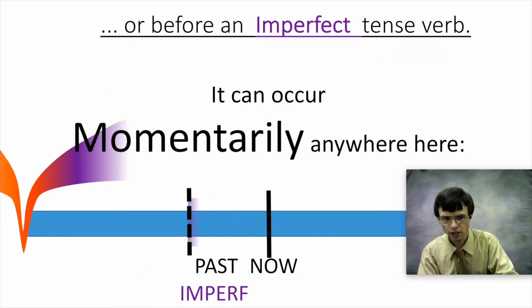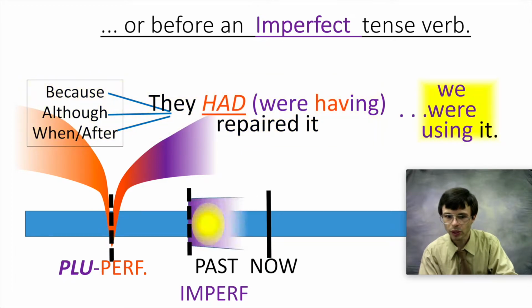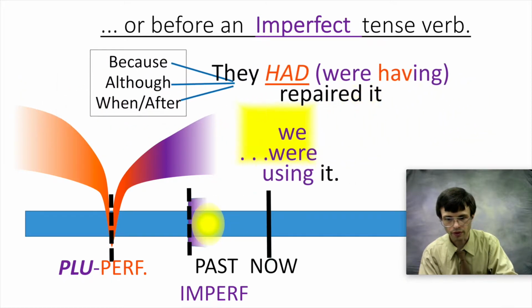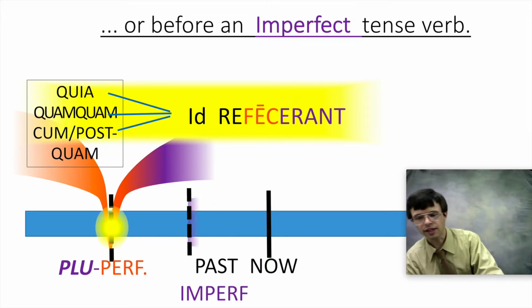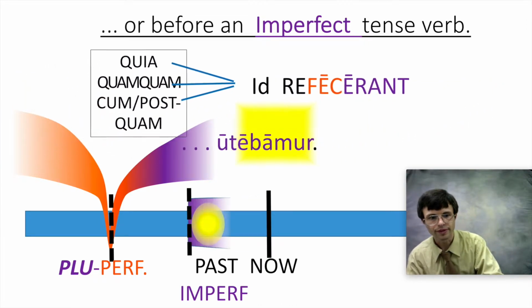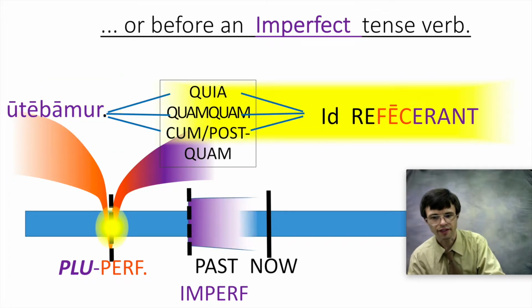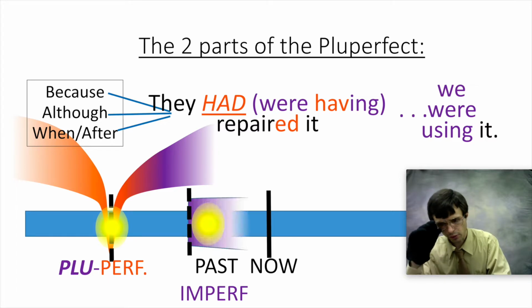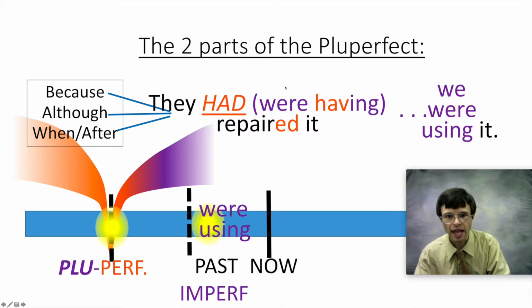All right, you can use the pluperfect also before an imperfect verb, as you will see here. Because they had repaired it, we were using it. Or we were using it because they had repaired it. And then in the Latin, quia id refecerant, utebamur, or utebamur, quia id refecerant. All right, so this word had can be thought of as a combination of orange perfect and purple imperfect.